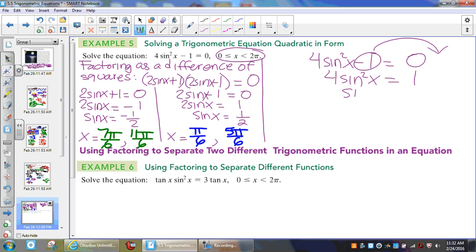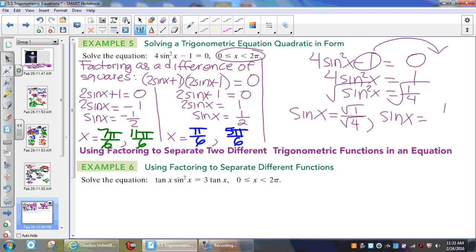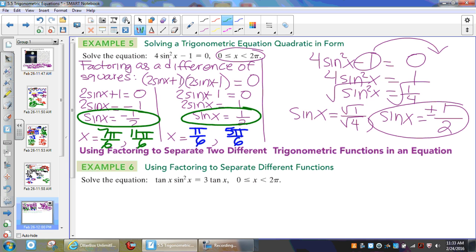Then you will divide by 4, right? And then how do you undo a square? Square root. So right here, you will have the sine of x is equal to the square root of 1 over the square root of 4. And so we know that the square root of 1 is 1, or plus minus 1, and the square root of 4 is 2, or plus minus 2. So right here, what we're saying is the same thing that we got here: positive 1/2 and negative 1/2.